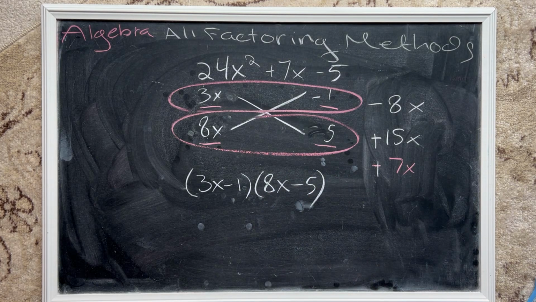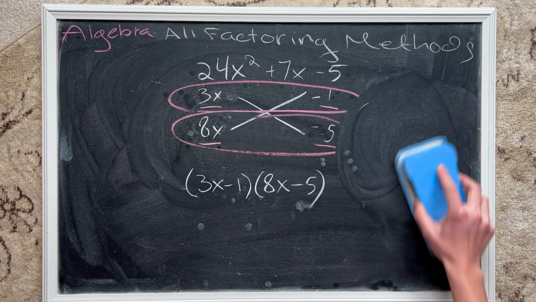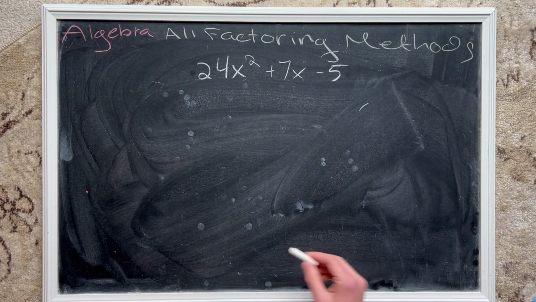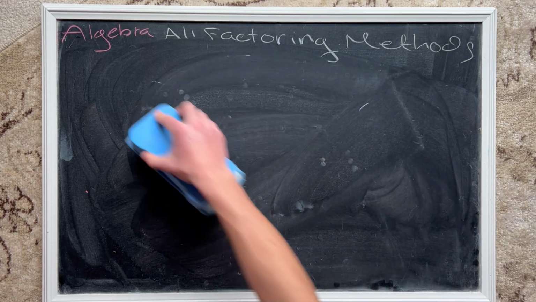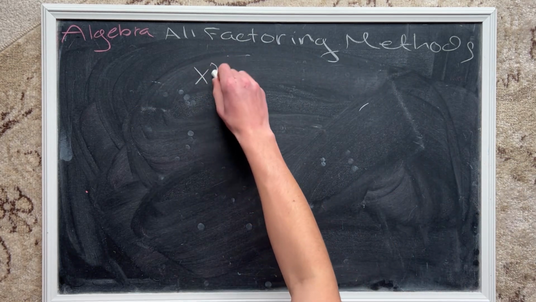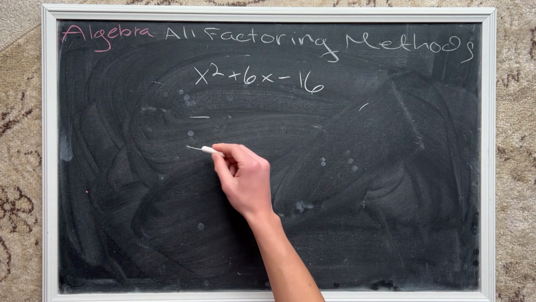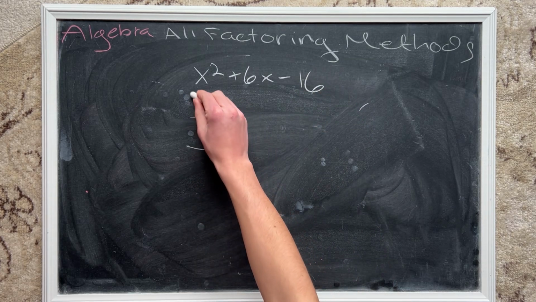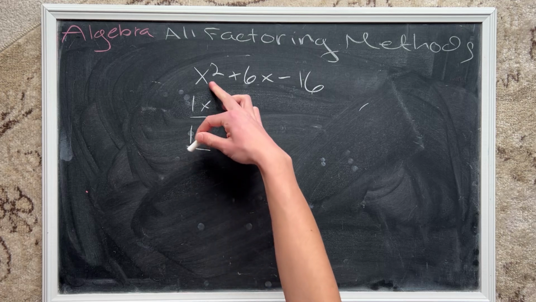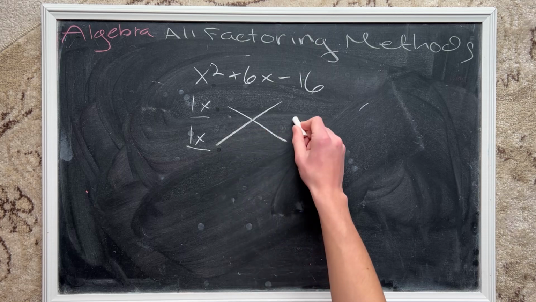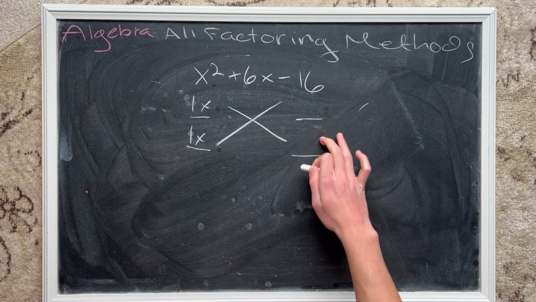I think this is a little bit faster than the split the middle method, and it can also work for the basic trinomial method as another way to represent it. So if we took that basic trinomial we had before, x squared plus 6x minus 16, we can do the same thing, except these two terms are always going to be 1x, because we always have an x squared as the first term. Let's draw our x. Then now we're just looking for those two numbers again.